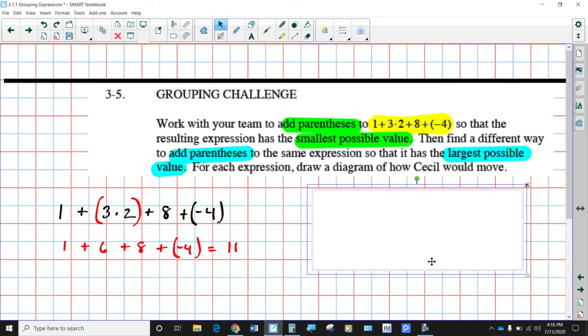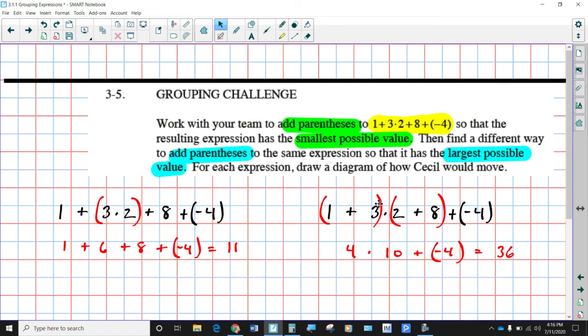Now, what's the highest value we can get out of that expression? Well, if we give the priority to adding 1 plus 3 and adding 2 plus 8 before we multiply those two together, that's going to significantly change the value, right? Because 1 plus 3 is 4 and 2 plus 8 is 10. So now, after we've done that, we've got 4 times 10, which has to be done before we can add the -4. So 40 plus -4 gives us 36. So simply by adding parentheses in these 2 locations to give the addition the higher priority than the multiplication, we have changed the value of the expression.